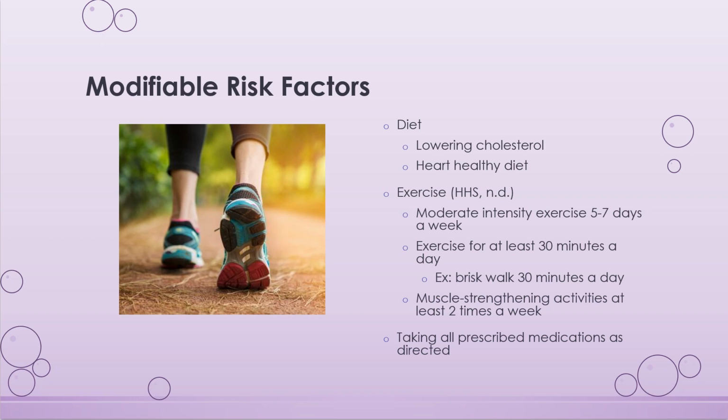And some modifiable risk factors for a STEMI include diet and exercise. For diet, you want to lower cholesterol and stick to a heart-healthy diet, and we'll discuss that later in the next slide. Exercise is recommended. Moderate intensity exercise, roughly 5 to 7 days a week, for about 30 minutes a day. An example would be a brisk walk, 30 minutes a day. Muscle strengthening activities are also recommended at least 2 times a week. As well as another risk factor would be taking all prescribed medications as directed by your doctor.